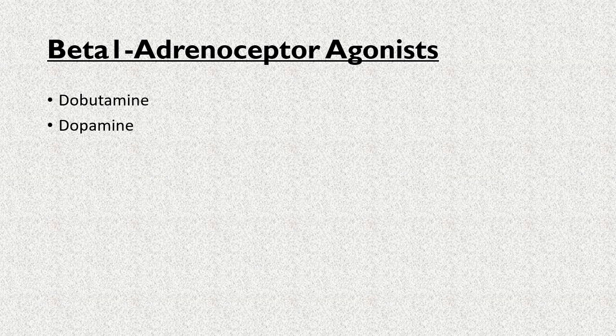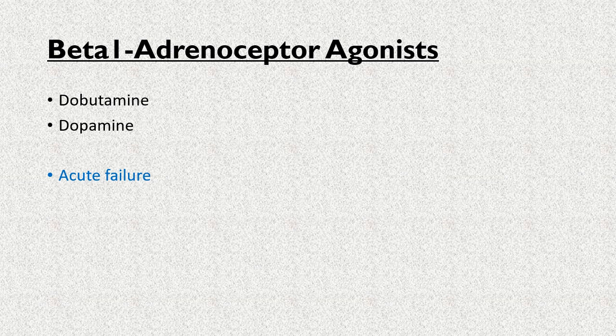Now, the drugs used in acute heart failure: beta 1 agonists, dopamine and dobutamine. You have already studied these 2 drugs. They are used in acute failure only, they are not used in chronic failure. And you can get an MCQ, the only positive inotropic drug that is used in chronic heart failure is digoxin.